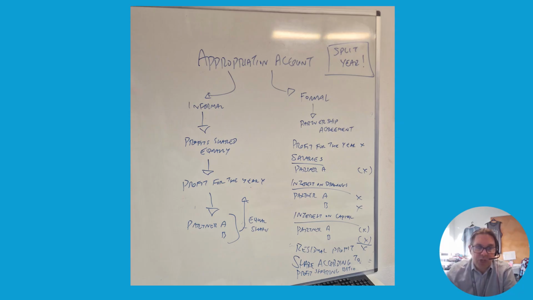If interest on capital changes 6 months through a year, you do 6 months at the old rate, 6 months at the new rate, and show your workings. So just be careful. So that's the appropriation account, the first one.